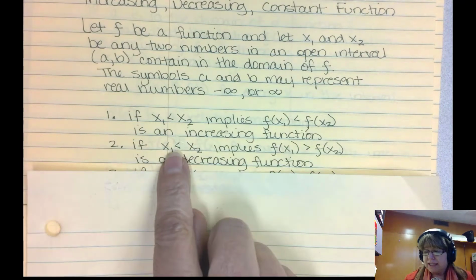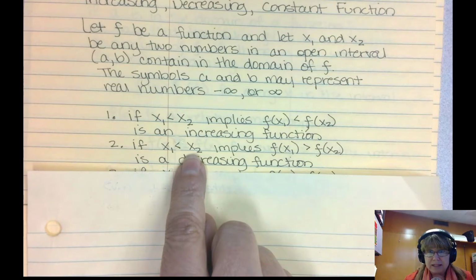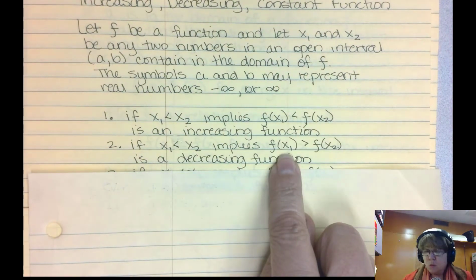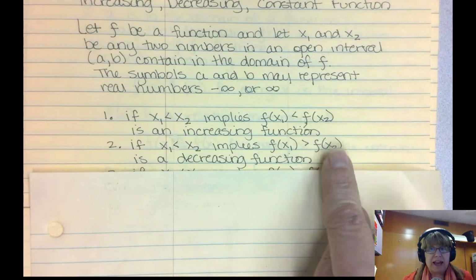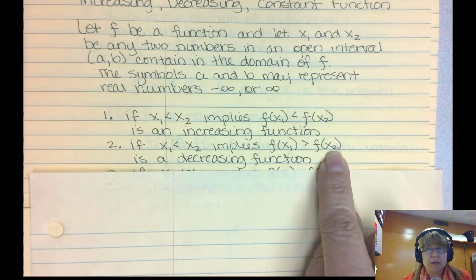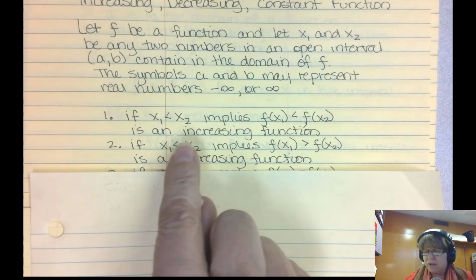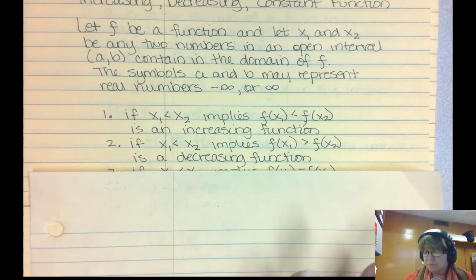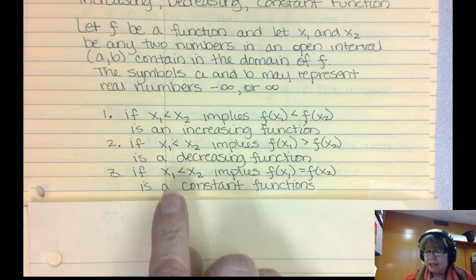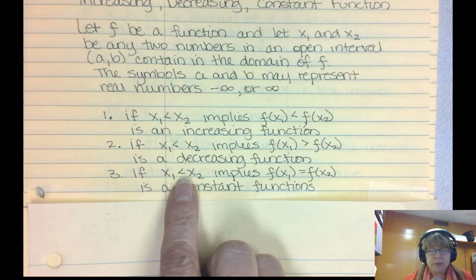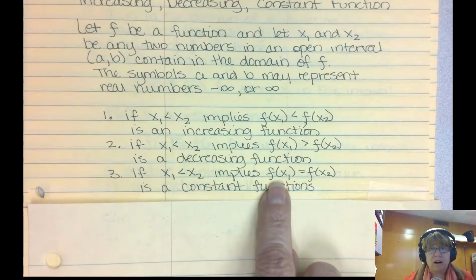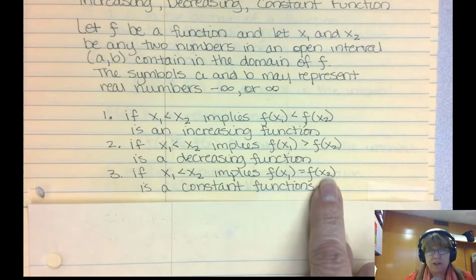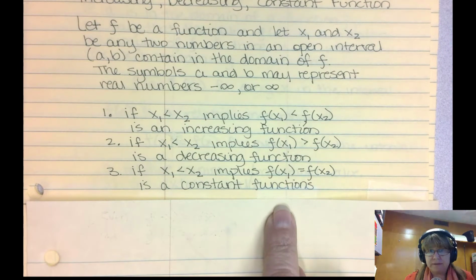Now, if x1 is still less than x2, but when you plug them into the function, f of x1 is greater than f of x2, this is a decreasing function. As our x values get larger, our function values get smaller. And if we still have x1 less than x2, and when we plug them into our function the outputs are exactly the same, whether at the x1 value or the x2 value, then that is a constant function.